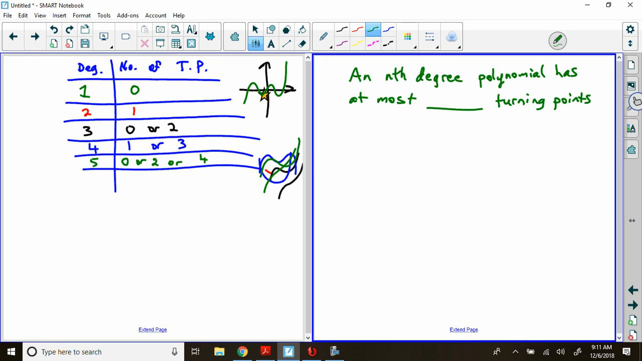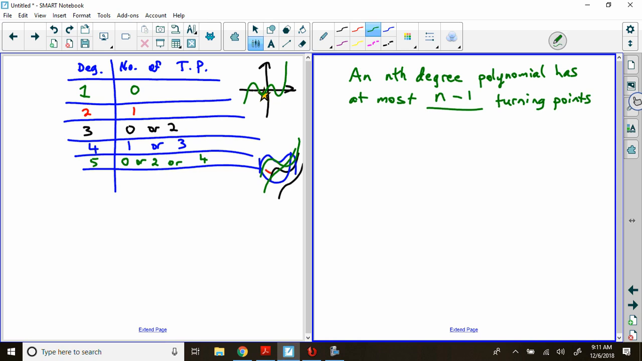First degree had none, second degree had 1. Remember, the degree is n. So if the degree is n, the highest number of turning points would be what? 1 less than n, right? 1 less than n we write in math as n minus 1. Okay.